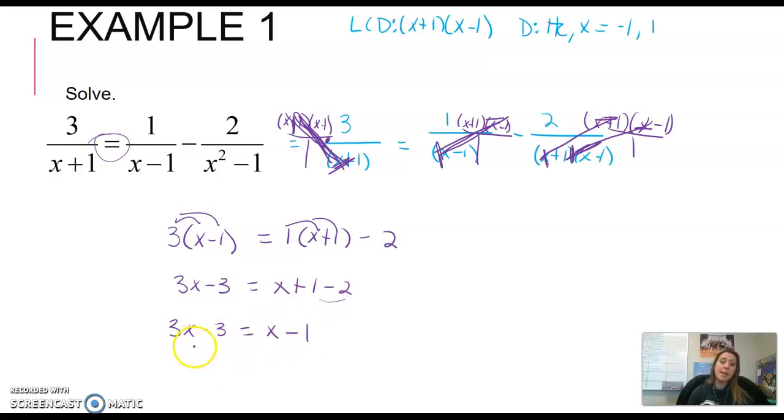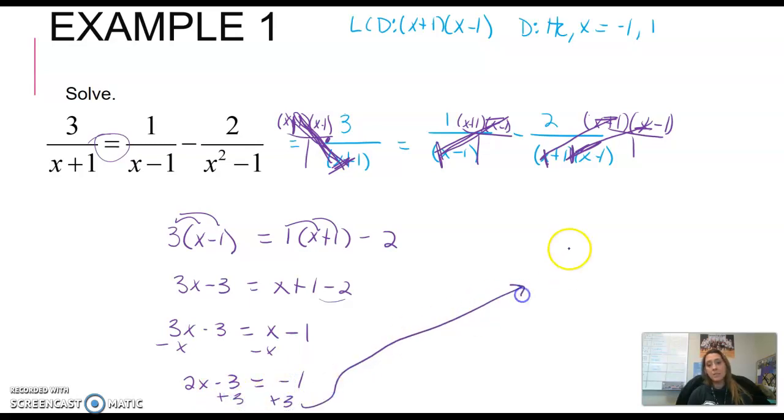And then I'm going to get my x's on one side and my numbers on the other. So I like to keep my x's positive, so I'm going to subtract x from both sides, and I'm going to end up with 2x minus 3 is equal to negative 1. Then I'm going to add 3 to both sides, and I'm going to get 2x is equal to 2. I'm going to divide by 2, and I get x is equal to 1, because 2 over 2 is 1.